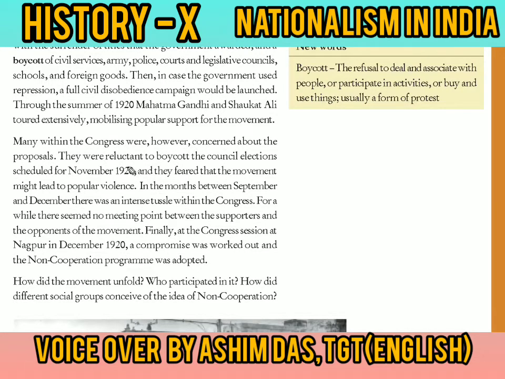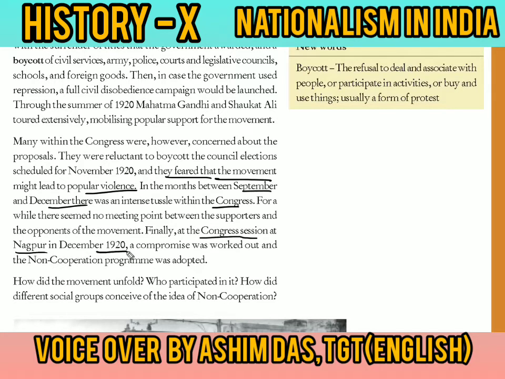Some people said we will support the non-cooperation. Some members of the Congress said we will not support the non-cooperation movement. Finally, at the Congress session at Nagpur in December 1920, a compromise was worked out and the non-cooperation program was finally adopted. So, this was how the people of India, under the leadership of the great Mahatma Gandhi, decided to come together under the non-cooperation movement, and the Congress leaders also decided to agree and unfold the movement.